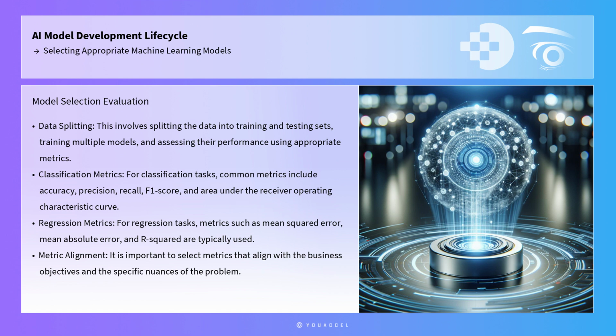This involves splitting the data into training and testing sets, training multiple models, and assessing their performance using appropriate metrics. For classification tasks, common metrics include accuracy, precision, recall, F1 score, and area under the receiver operating characteristic curve. For regression tasks, metrics such as mean squared error, mean absolute error, and R-squared are typically used. It is important to select metrics that align with the business objectives and the specific nuances of the problem.